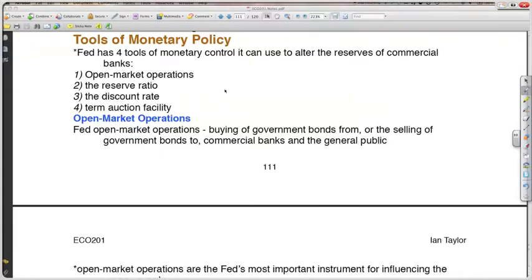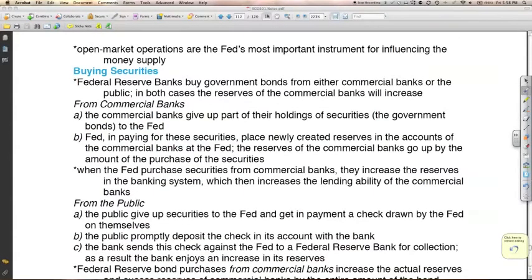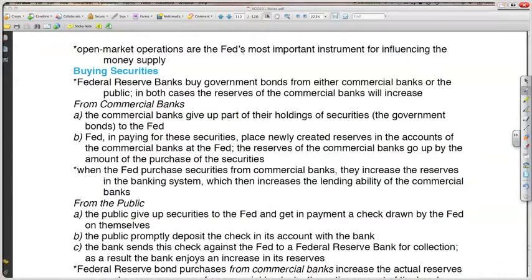All right, so our tools of monetary policy. When we're looking at the Fed and what they can do, we have four main things they can do. First is open market operations, which we'll find is the most efficient and most used. Then we have the reserve ratio, the discount rate, and then the term auction facility. When we first start with Fed open market operations, we're looking at buying government bonds from or selling government bonds to commercial banks and the general public. So it's dealing with buying or selling government bonds. Remember that this federal open market is the most important instrument for monetary policy.